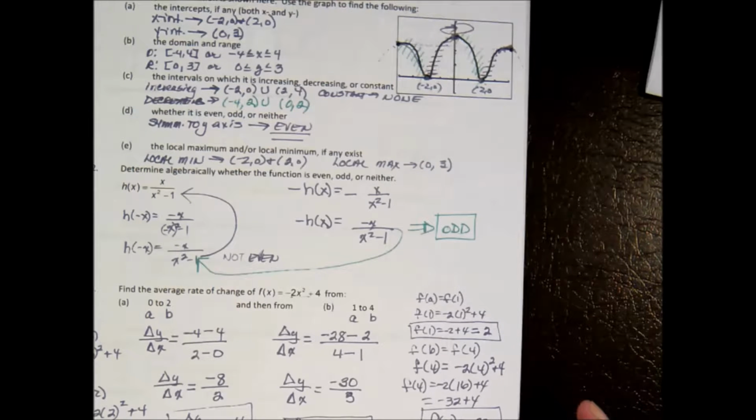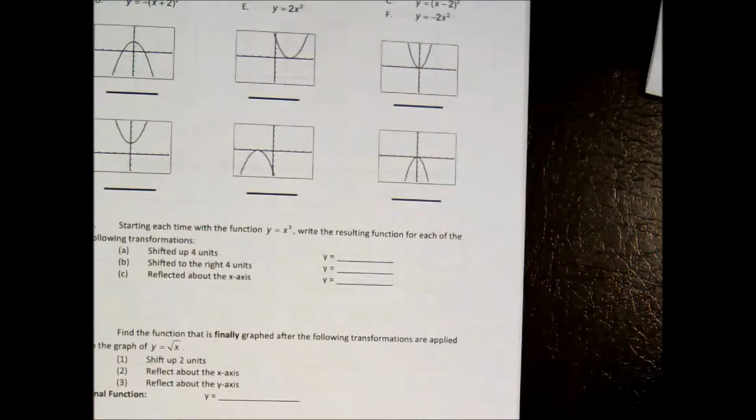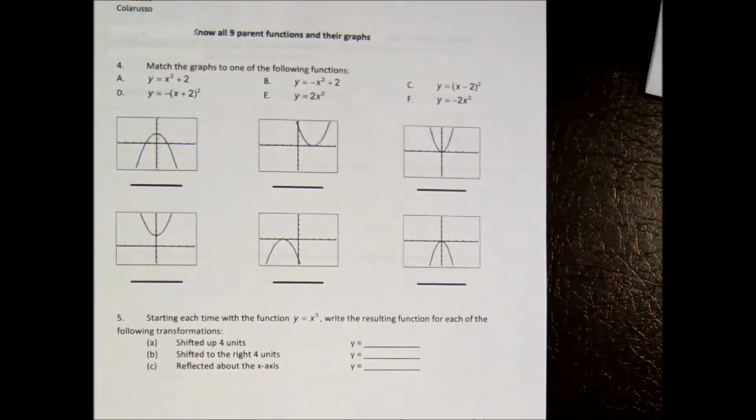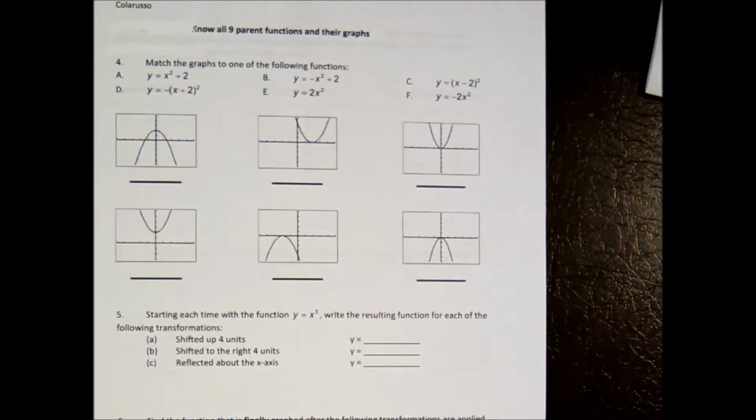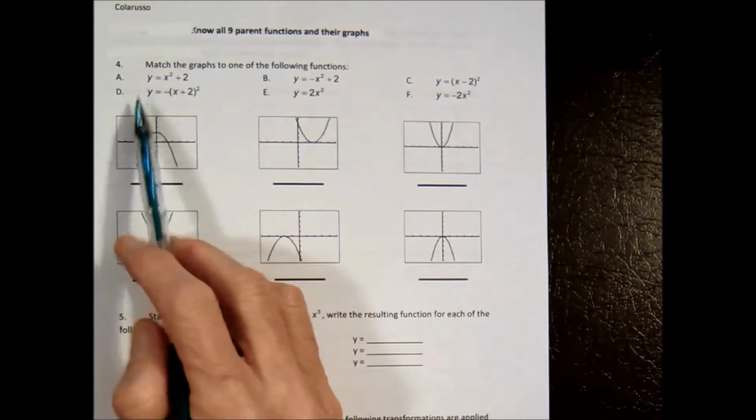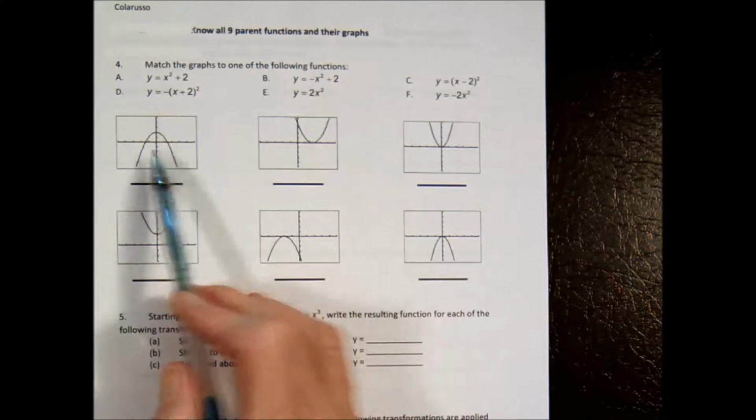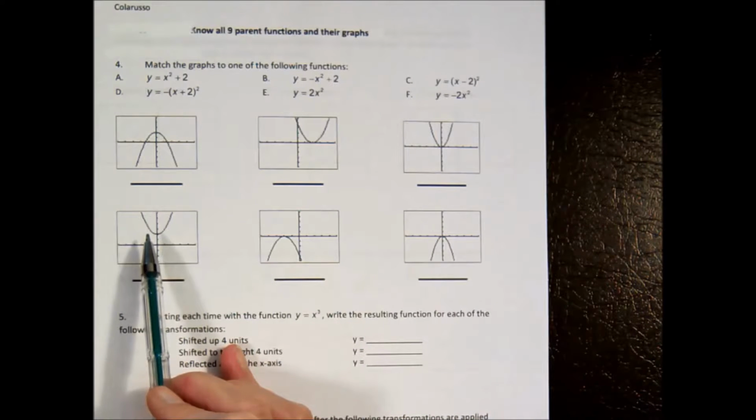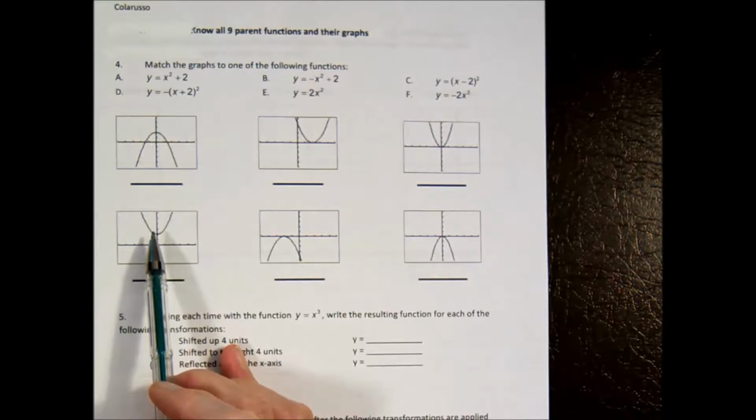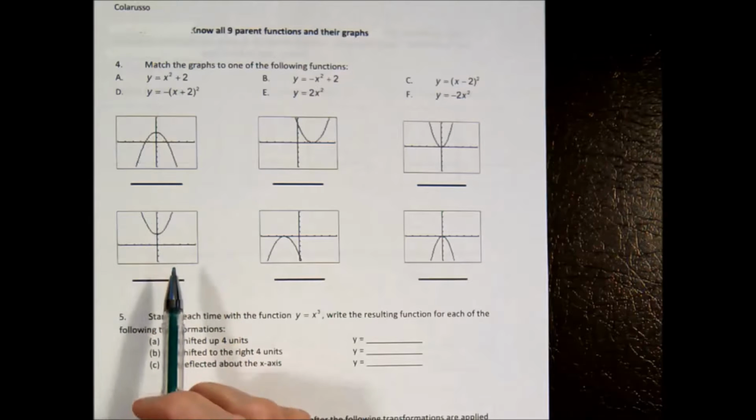All right, let's look at our next page. And what we have are graphs that we are going to match to their functions. And these are graphs that are written in transformation form, so form 1. So what we have is 6 different functions and 6 different graphs.